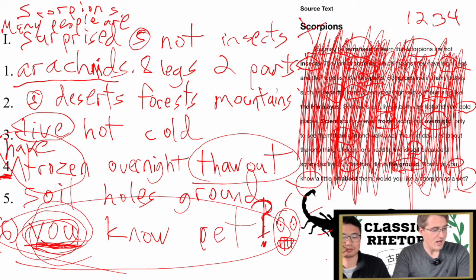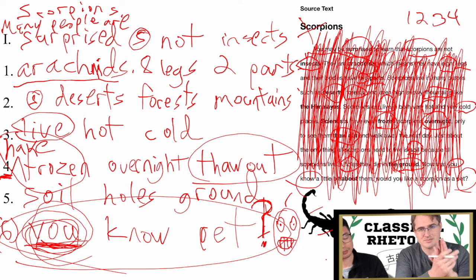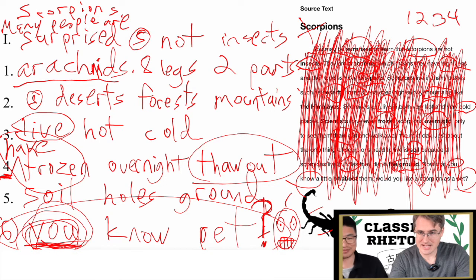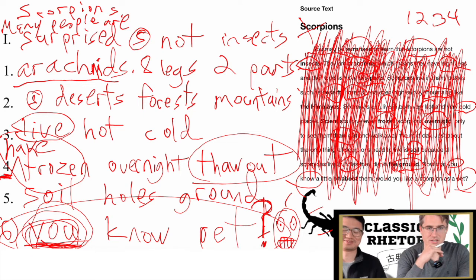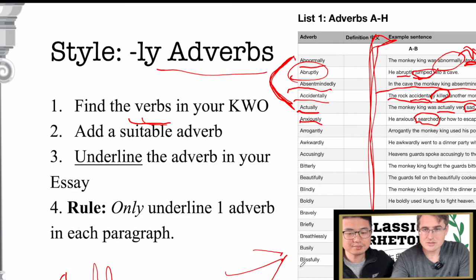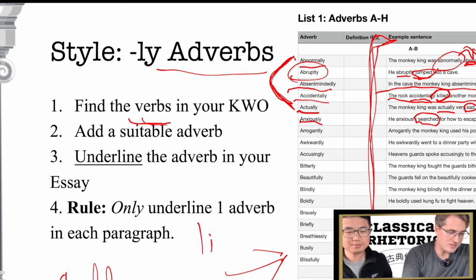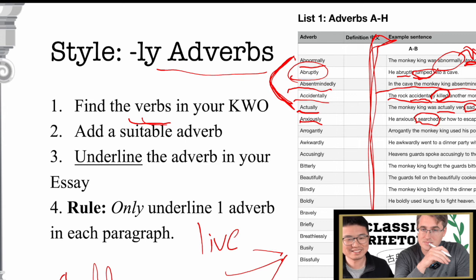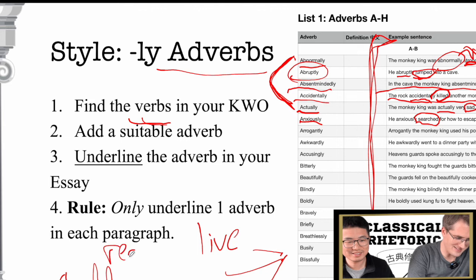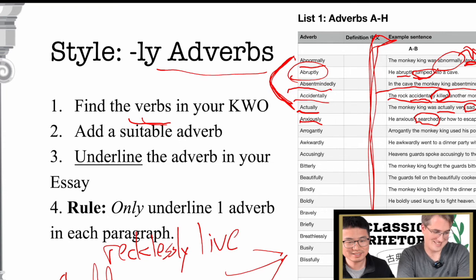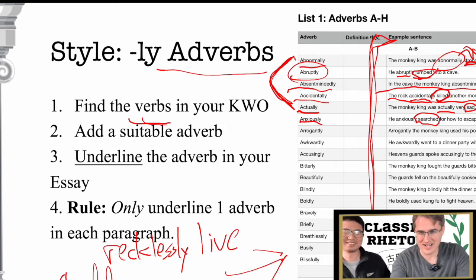Okay. Let's do live. That's an easy one to add an adverb. Jackson. Can you add an adverb to live? Scorpions live how? Choose an adverb to add to live. Recklessly. Oh, did you say this? Recklessly? Recklessly. Okay. We could say that. Scorpions recklessly live in very hot and cold places. But it's not reckless for scorpions.